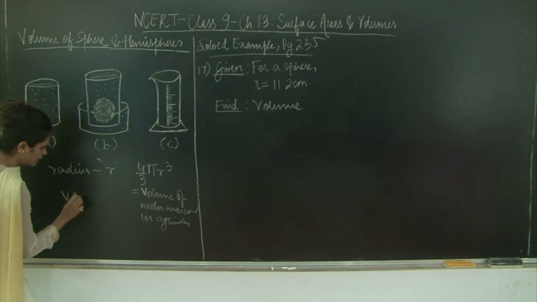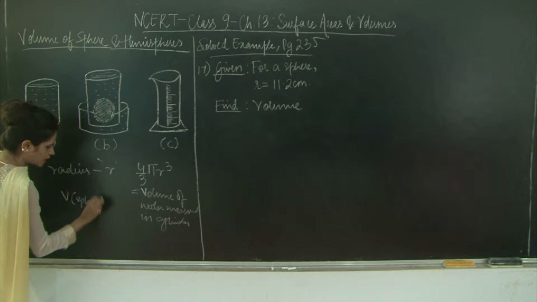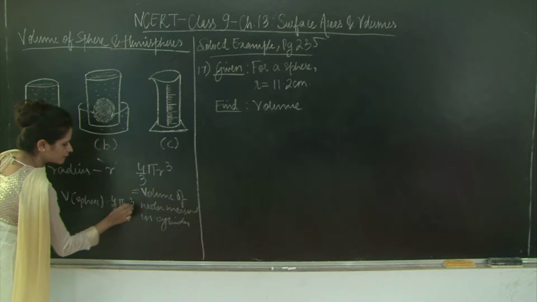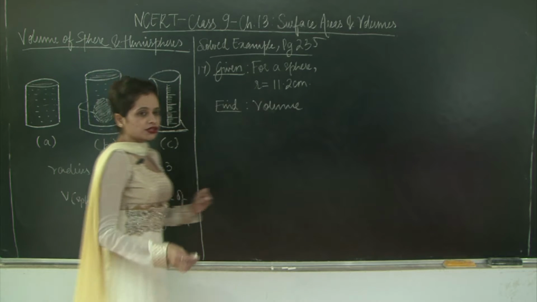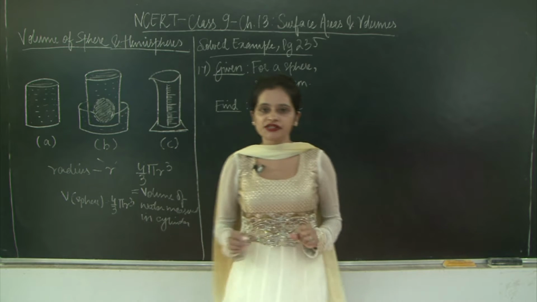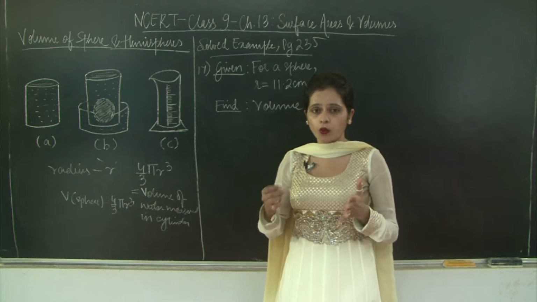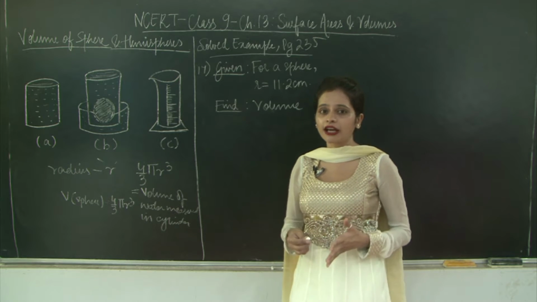Volume of sphere is equal to 4 upon 3 pi R cube. So, this was about a sphere. How about a hemisphere? A hemisphere is half of the sphere. So the volume of a hemisphere is going to be half the value of the sphere.